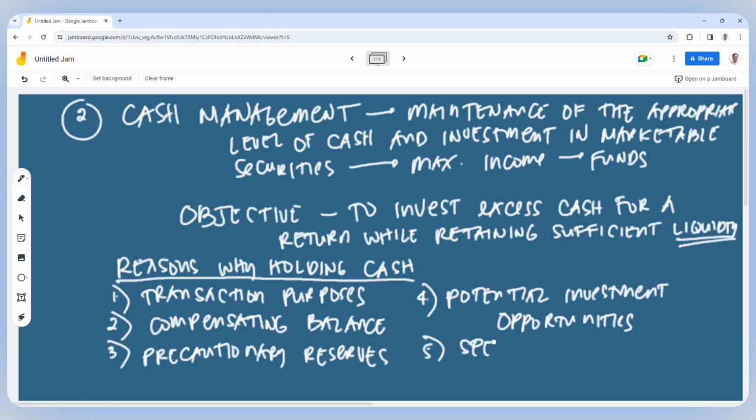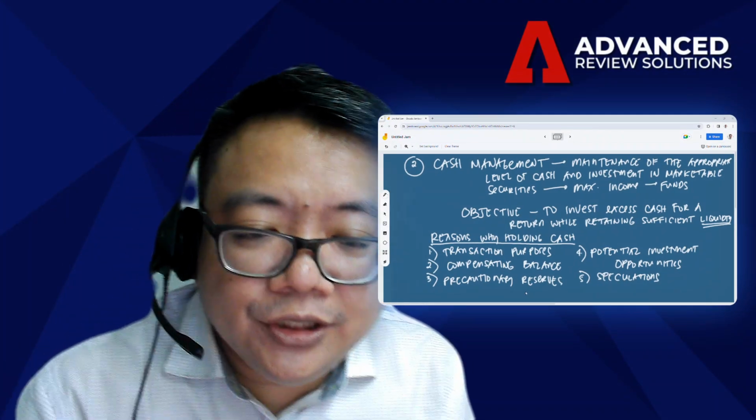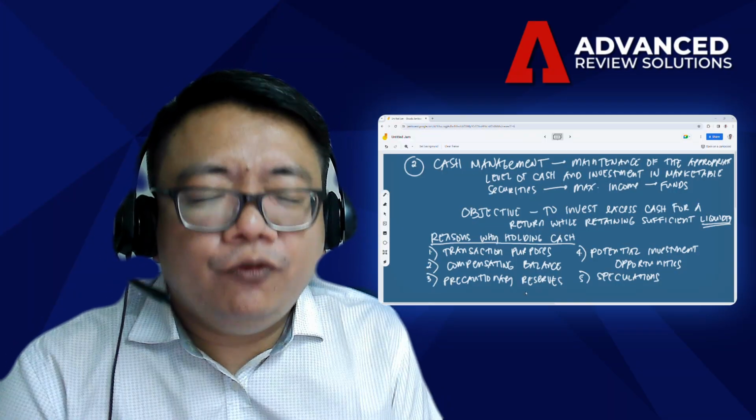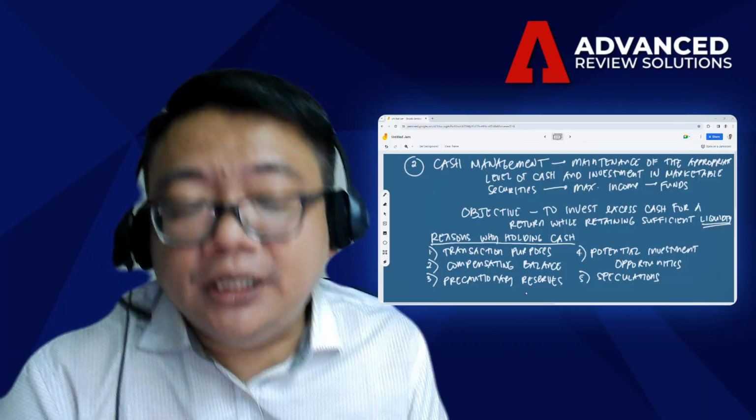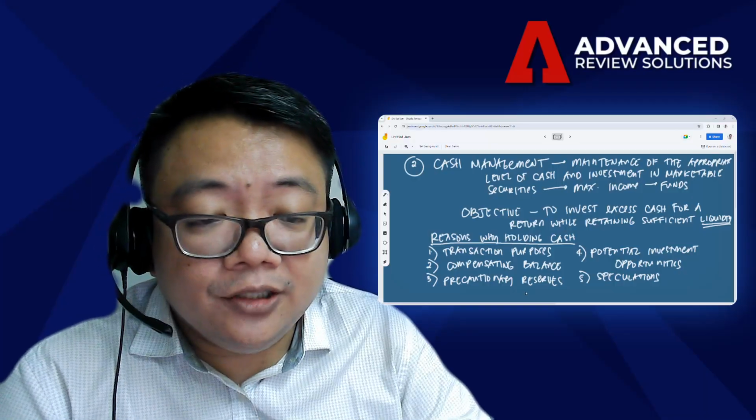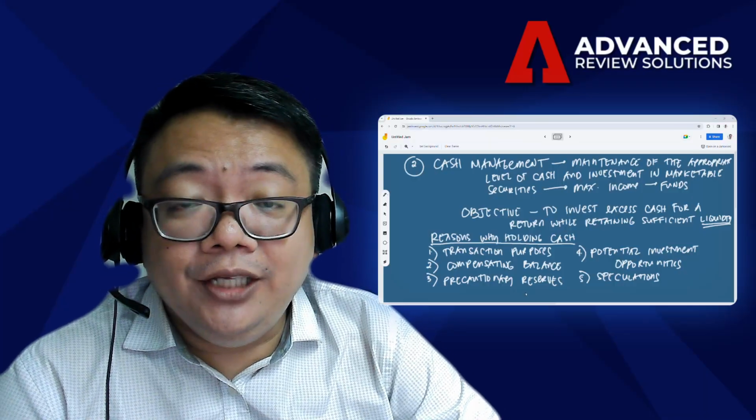And number five, yung tinatawag nating speculations. Meaning to say, the firm delay purchases and store up cash for use to take advantage of a possible changes in the prices or the equipment. Parang hedging to, no? So, class, yan ang reason, no, why we hold our cash. Transaction purposes, for compensating balance, for precautionary reserves, also for the potential investment opportunities and speculations or for our hedging. Right?